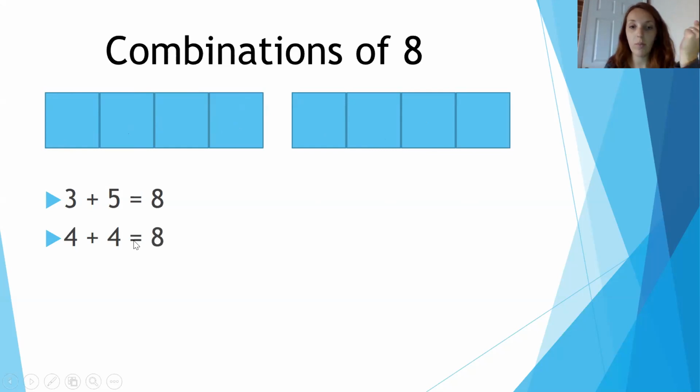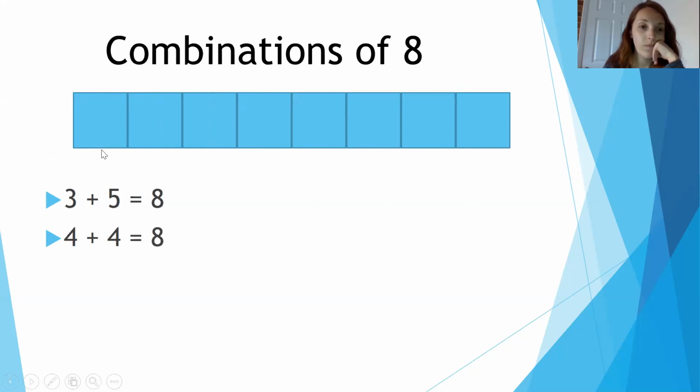Let's see. I have my 2 groups of 4, right? 4 and 4. I'm going to put them back together. Does it make 8? Yes, it does. Let's check to be sure. 1, 2, 3, 4, 5, 6, 7, 8. Great. Oh, I got ahead of myself.